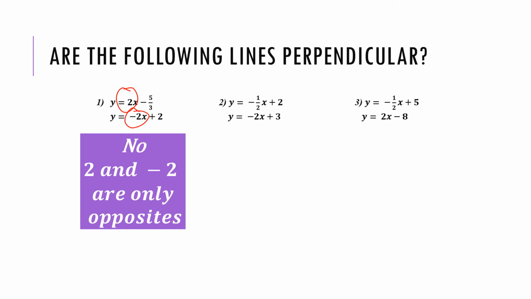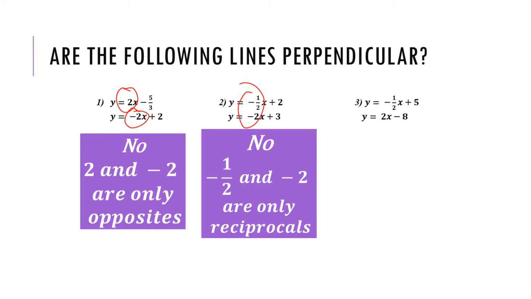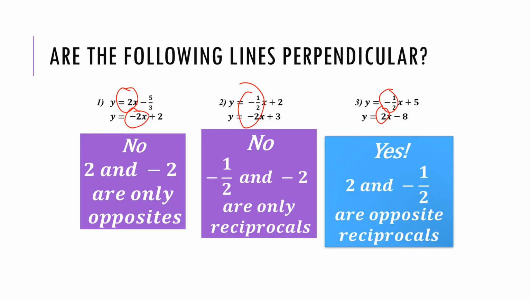For number 2, we have negative 1/2 and negative 2. Yeah, they are reciprocals, but both of them are negative. One has to be positive, one has to be negative in order for these two to be perpendicular. The next one, so negative 1/2 and positive 2. We have a positive and a negative, and we have reciprocals. So yes, those two would be perpendicular.